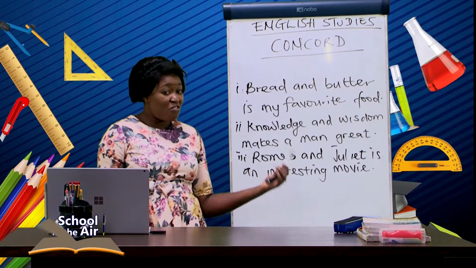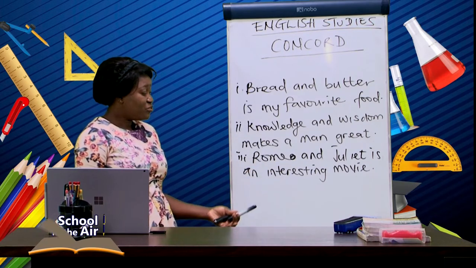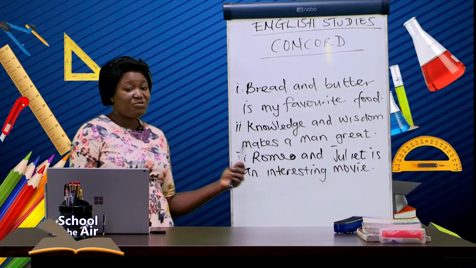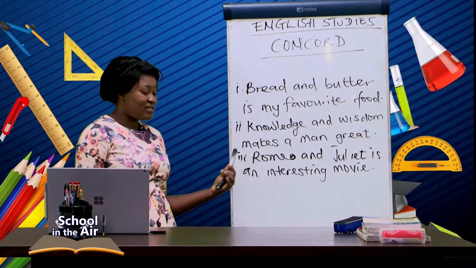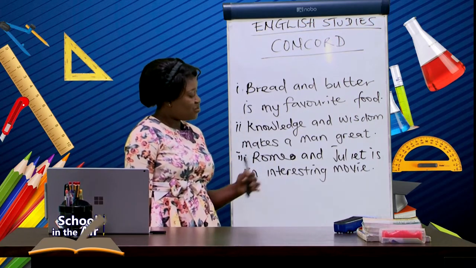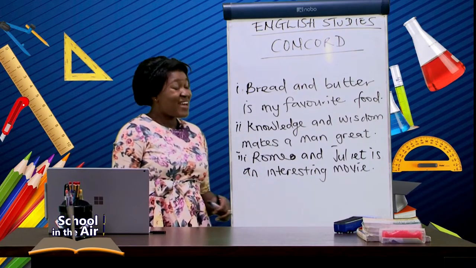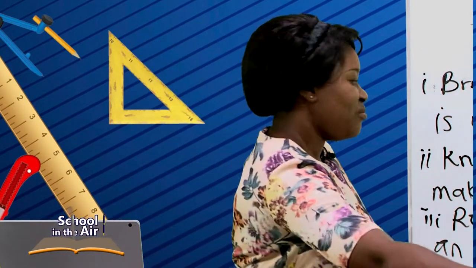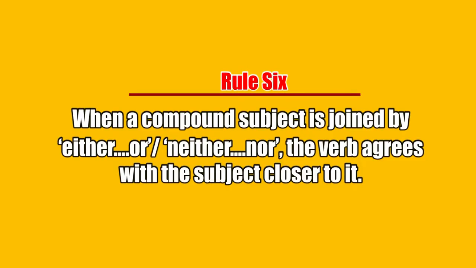Remember, titles of books, titles of movies, we can use singular verb when we are using these titles to construct sentences. I'm sure you can also look for more examples to practice this rule. Now, let's quickly look at another rule, which is now rule number 6.